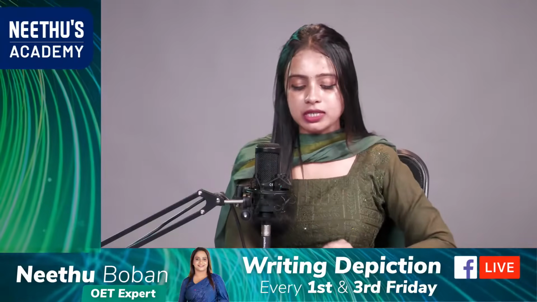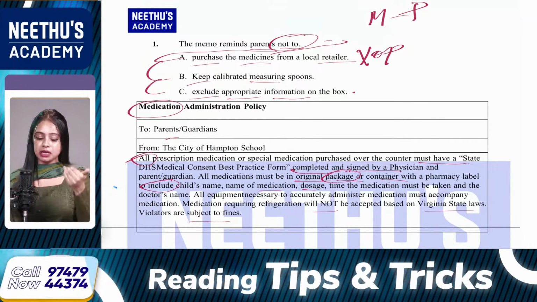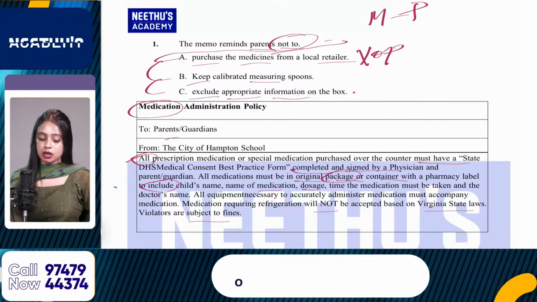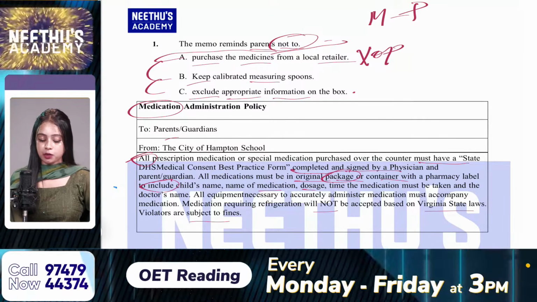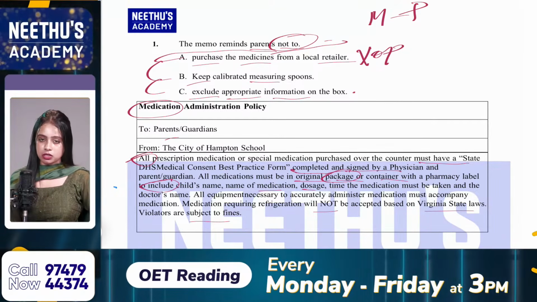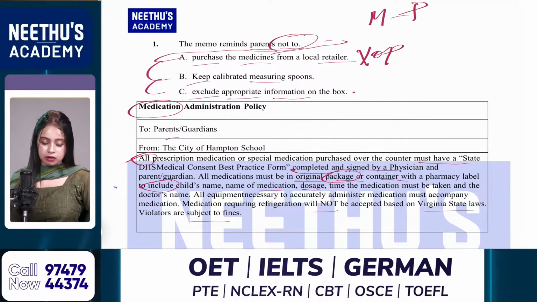So which is the correct answer here? Any idea? Is it option A? Already we have eliminated option A. So we have doubt regarding B and C. Parents not to keep calibrated measuring spoons, or not to exclude appropriate information on the box. Which one is the correct answer here? Why is it option C?